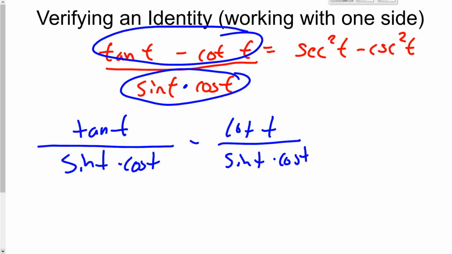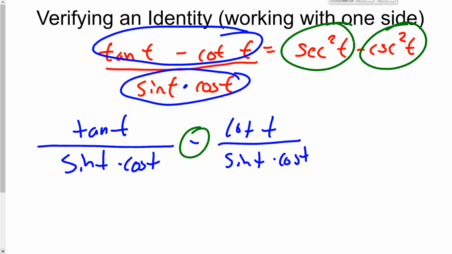Okay, so then I can go ahead and say, hey, now I have, because I noticed why I separated this into two fractions, because I have two terms here. So I need to do two terms with a minus sign in between. So now I have two terms with a minus sign in between. Now I probably should switch everything to sine and cosine. So tangent is sine over cosine.